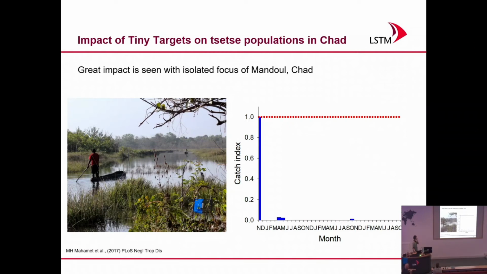So this is the impact of tiny targets on the tsetse population in Chad. So you can see that there is a huge decline. And also, you probably think that it looks like we only went back to check 3 times. But that's not the case. We actually went back on all of these occasions to trap at fixed sentinel sites. But for most of those rounds of trapping, we caught absolutely no flies. The intervention is having a huge impact on the tsetse fly population in this area.